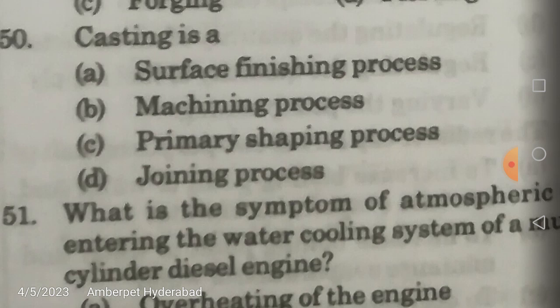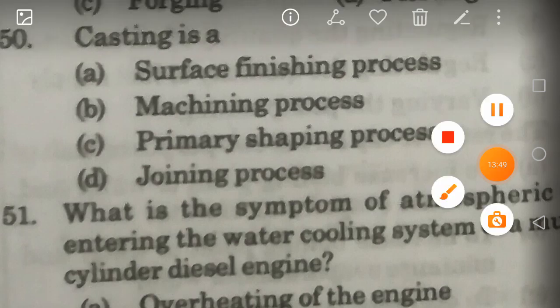But casting is a primary shaping process in which molten metal is poured into molds of the shape of the pattern, and after solidification it is going to give the same component as your pattern. So that's why it is a primary shaping process.